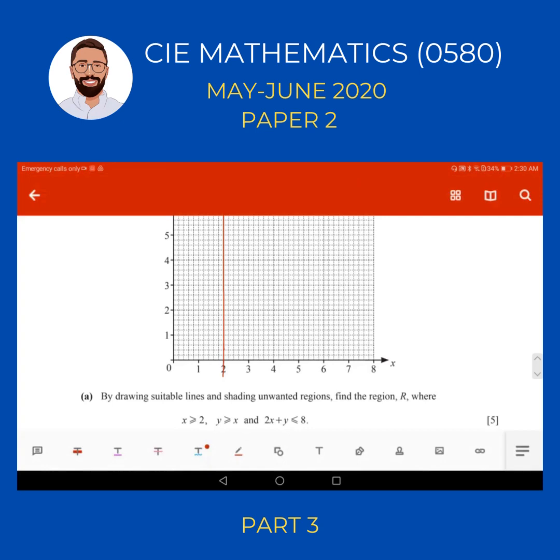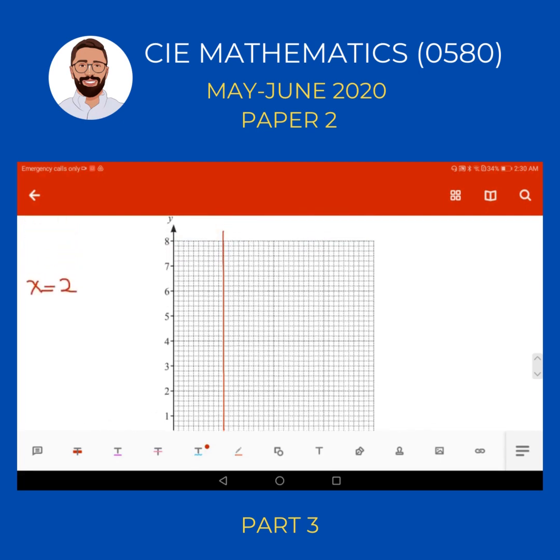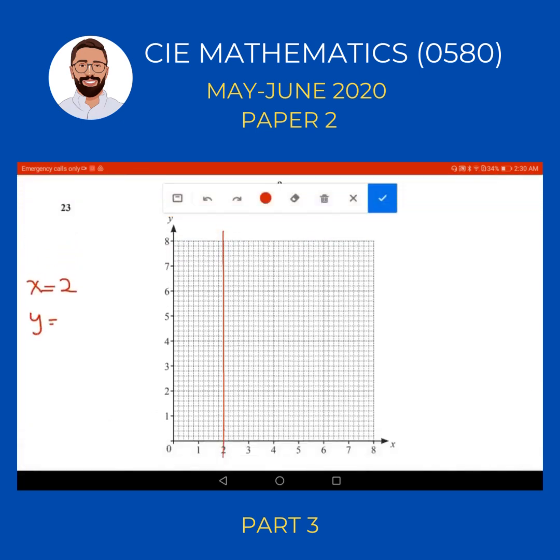Now how can we draw y equals x? To draw y equals x, simply you need to construct a table of values. So here I have y equals x. When x is 1, y is 1. When x is 2, y is 2. When x is 3, y is 3, and so on. So we need to plot these points.